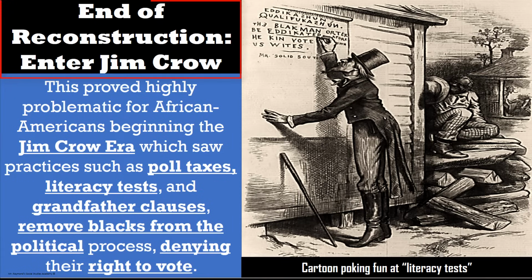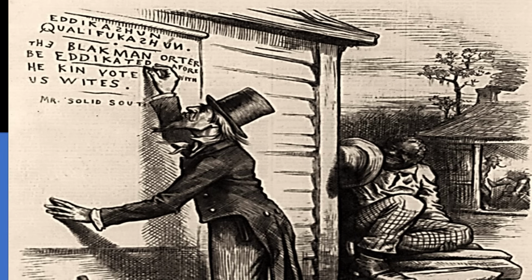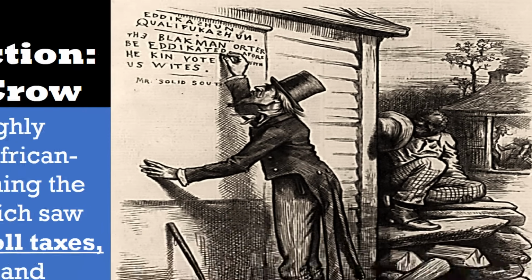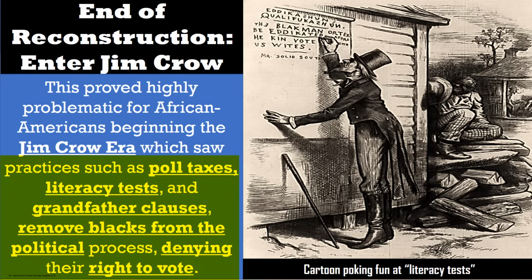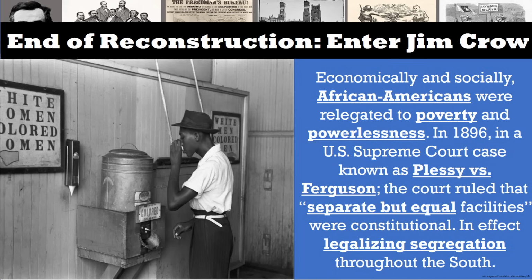This proved highly problematic for African Americans as the Jim Crow era, which we will look at later this year, began, and it saw practices such as poll taxes, literacy tests, and grandfather clauses remove blacks from the political process, denying them the right to vote. This relegated African Americans to poverty and powerlessness, both economically and socially. In 1896, in a U.S. Supreme Court case known as Plessy v. Ferguson, the court ruled that separate but equal facilities were constitutional, in effect legalizing segregation throughout the South.